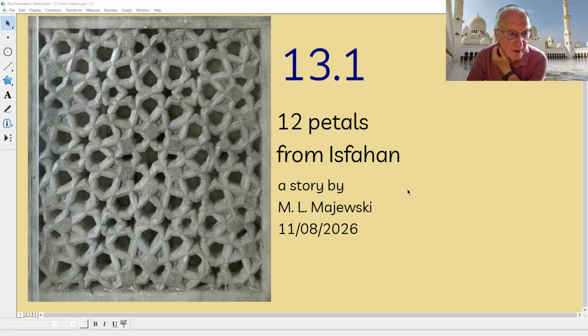It is covered by glass. The glass is dirty and is really disturbing everything, so I had a really hard time getting a proper picture from my photo. But you can see what you have here. This is a typical pattern using the 12 petals rosette. So for this reason, I call it 12 petals from Isfahan.